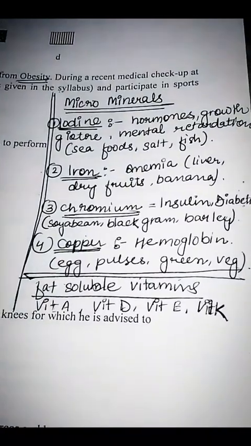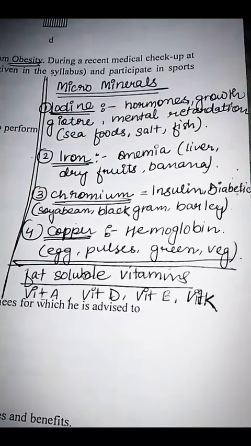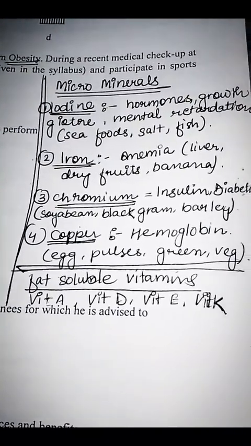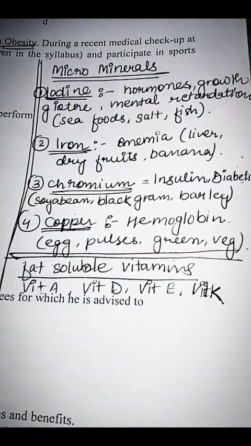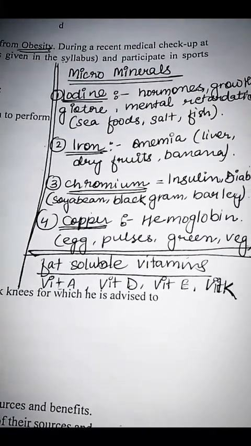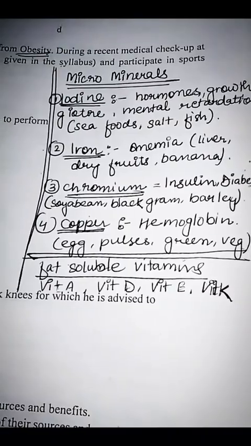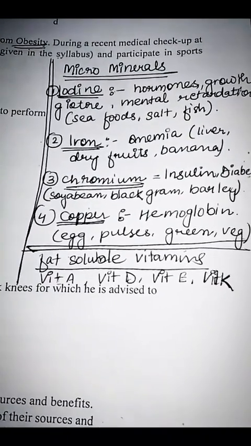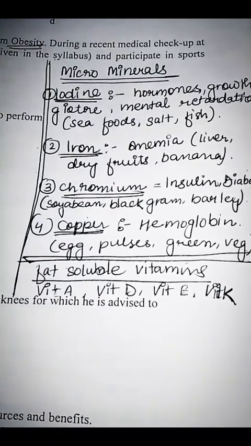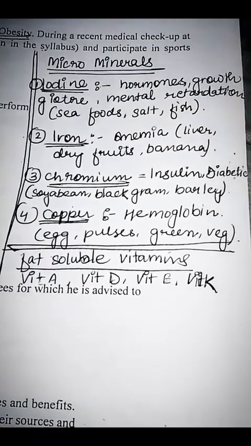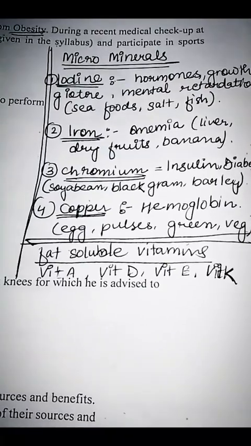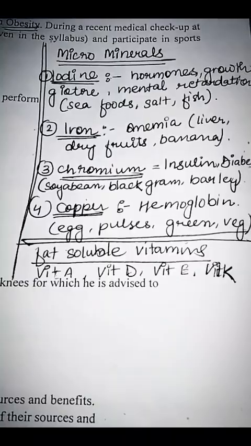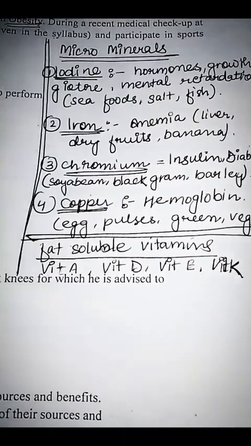So here is the comparison between microminerals: iodine, hormone growth, goiter, mental retardation, seafood, salt, and fish. You can take iron, cause of anemia. Liver, dry fruits, and banana can be used to cure iron deficiency. Chromium, insulin, diabetes. Soybean, black gram, barley. Copper, hemoglobin, egg, pulses, green vegetables. Fat soluble vitamins are vitamin A, vitamin D, vitamin E, and vitamin K.